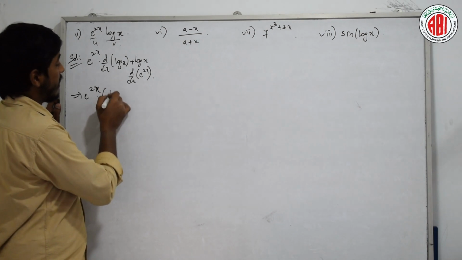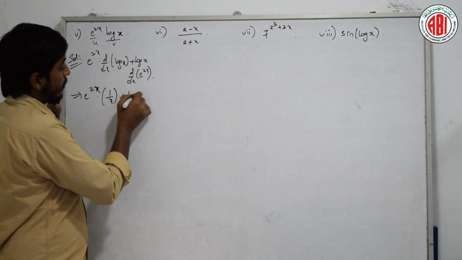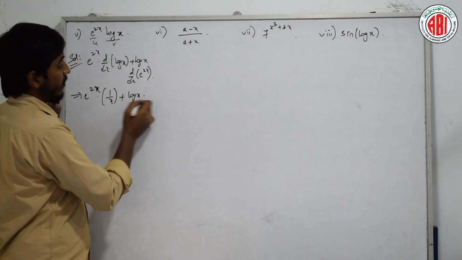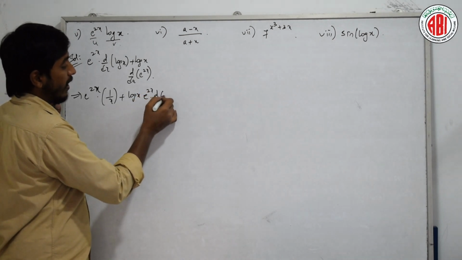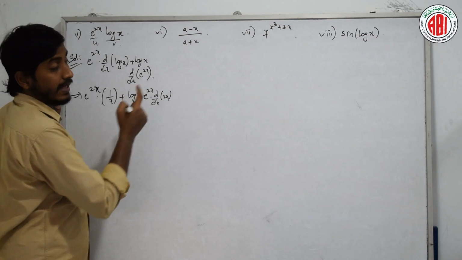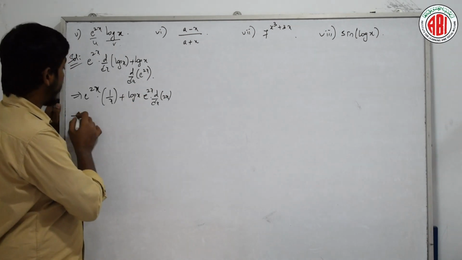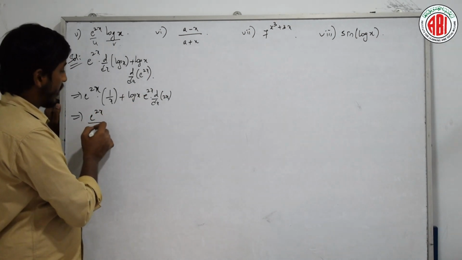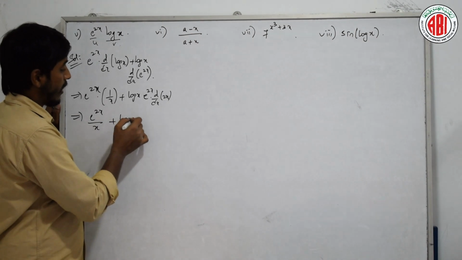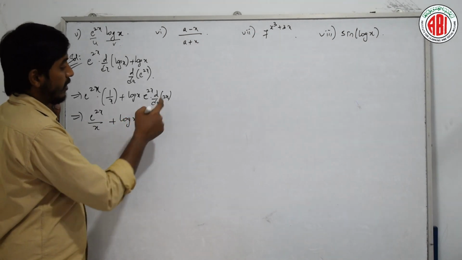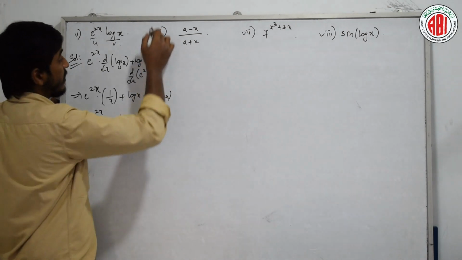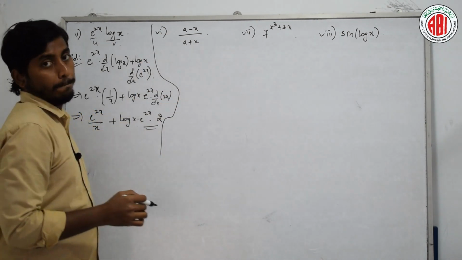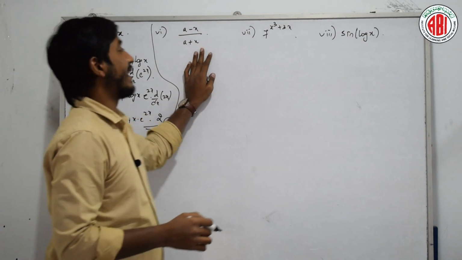Differentiation of log x is 1 by x plus log x into differentiation of e power 2x, which is e power 2x into derivative of 2x. Why? Because instead of x there is 2x. Therefore, the answer will be e power 2x by x plus log x e power 2x into differentiation of 2x, which is 2, because differentiation of x is 1. Clear? See here the next question.